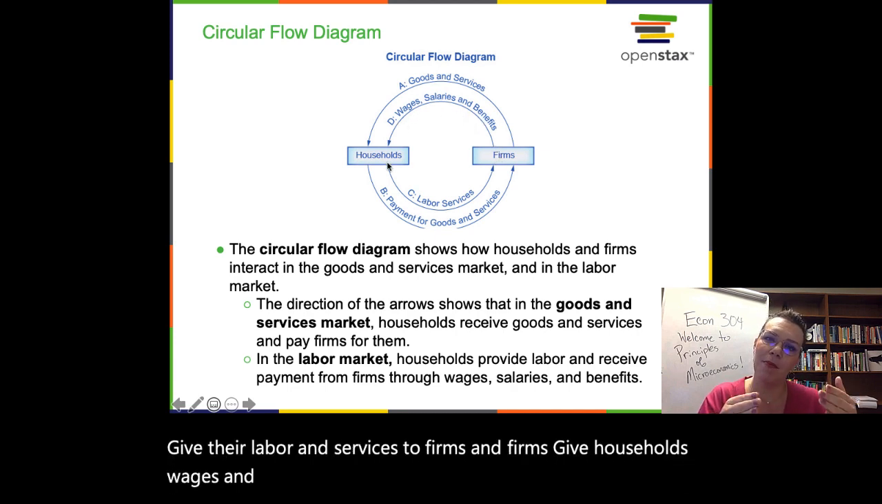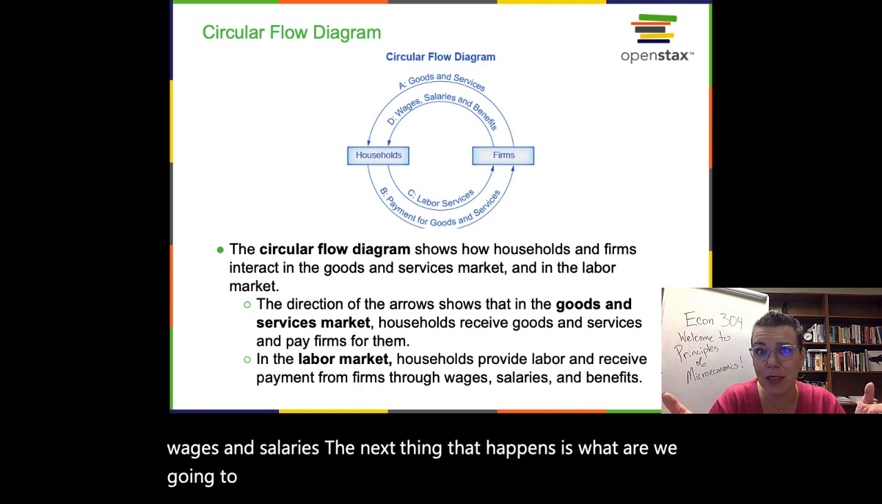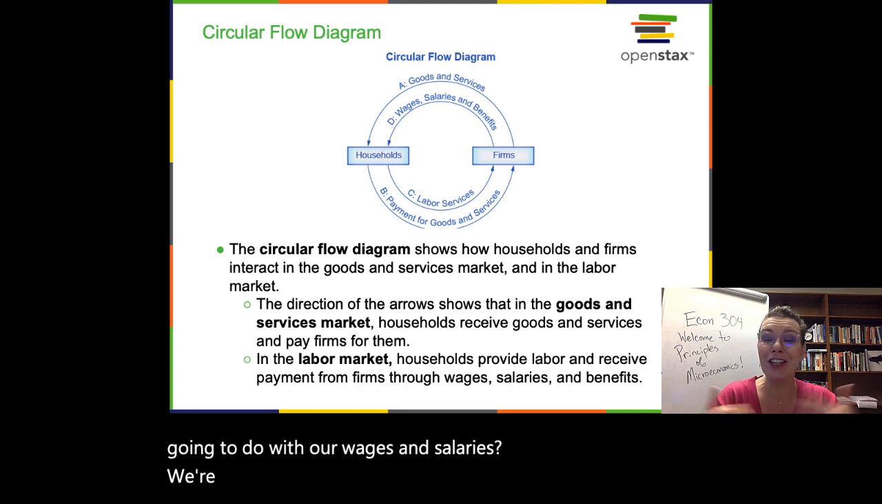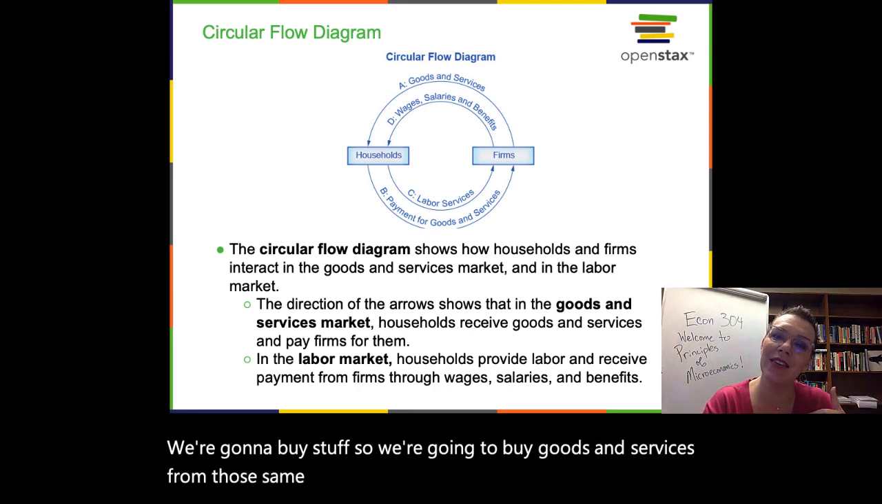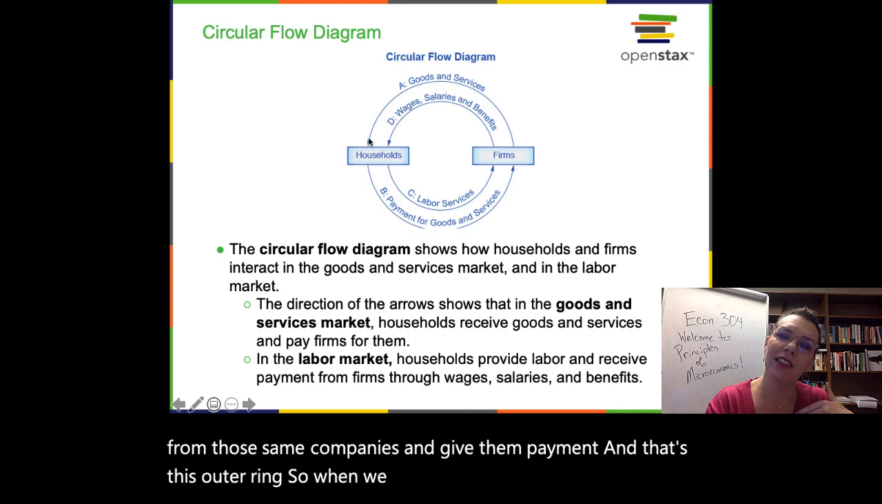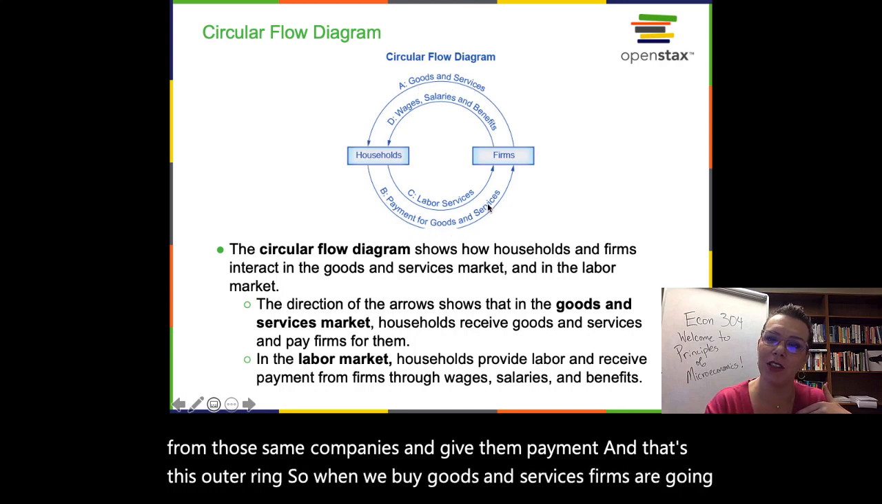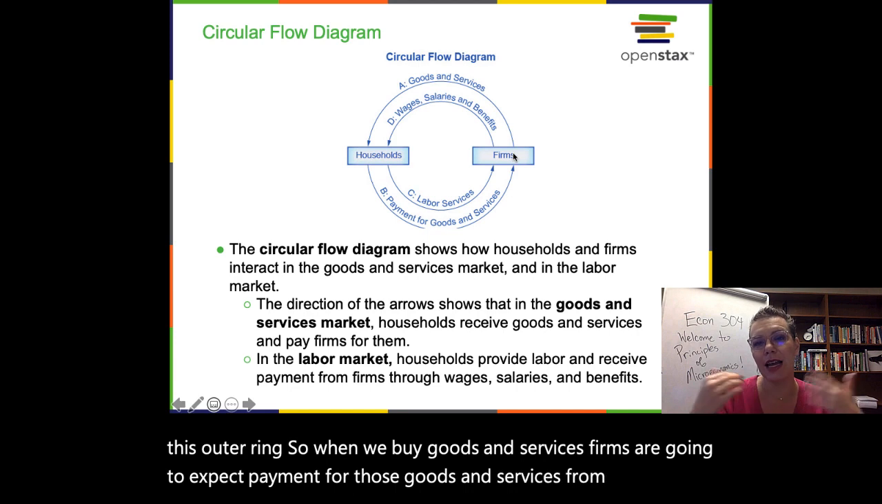The next thing that happens is, what are we going to do with our wages and salaries? We're going to buy stuff. So we're going to buy goods and services from those same companies and give them payment, and that's this outer ring. So when we buy goods and services, firms are going to expect payment for those goods and services from us. And that's that other transition.